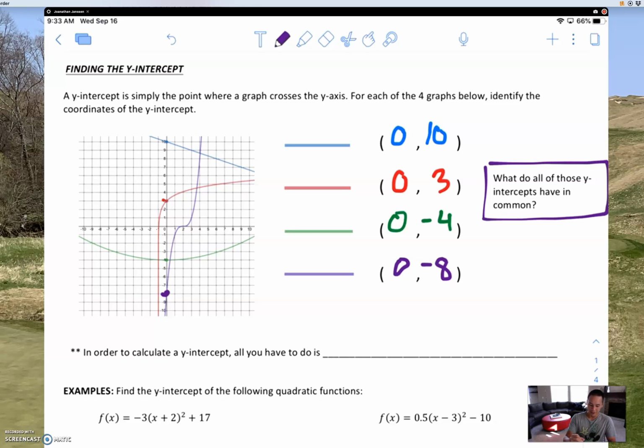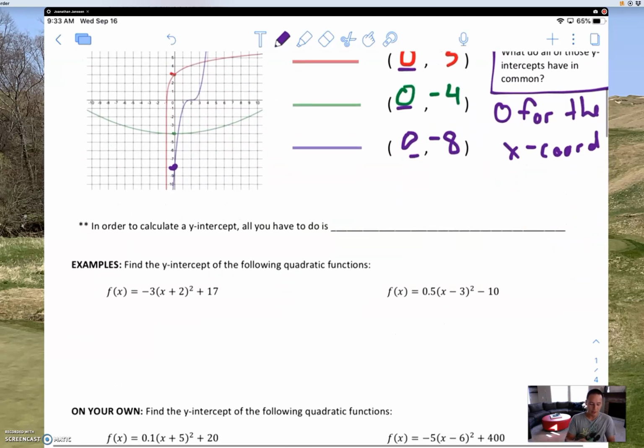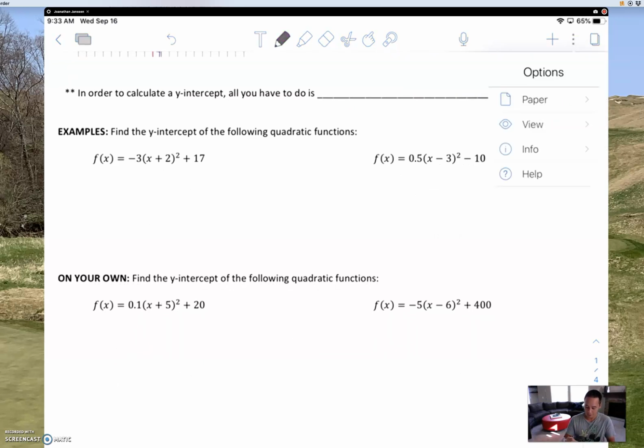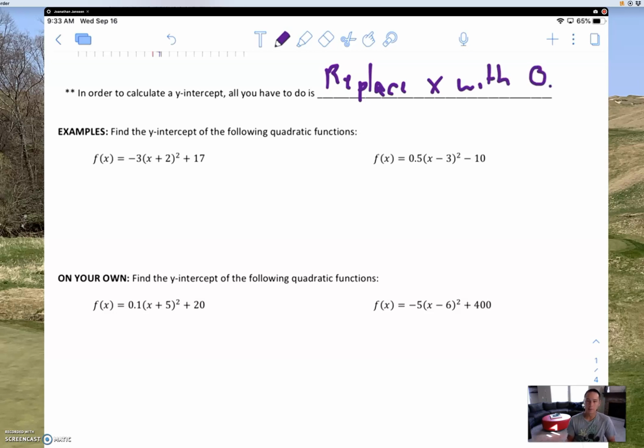Hopefully, as you look at these, you see 0, 0, 0, 0. They all have a 0 for the X coordinate. So anytime you want to calculate a Y-intercept, it's very, very simple. All you have to do is replace X with 0, because every single Y-intercept has an X coordinate that is equal to 0.